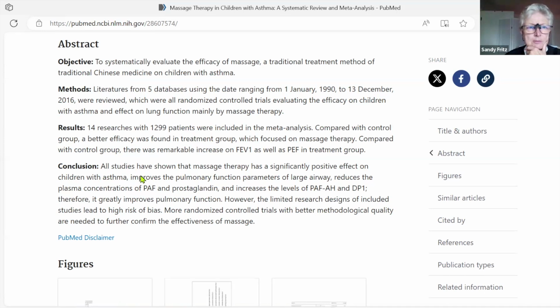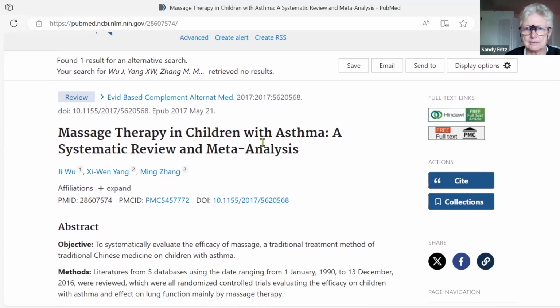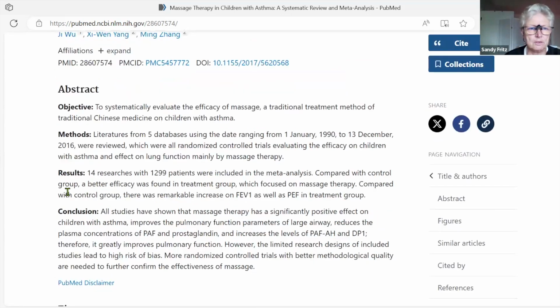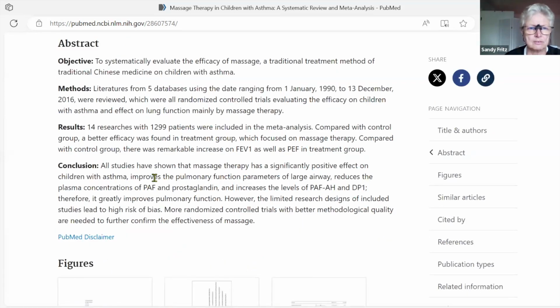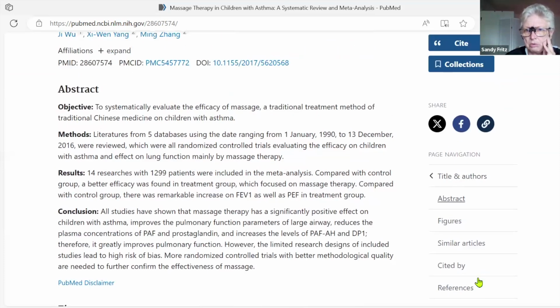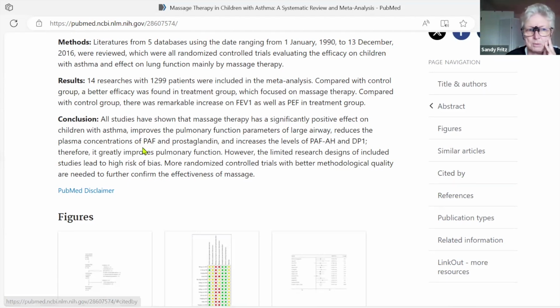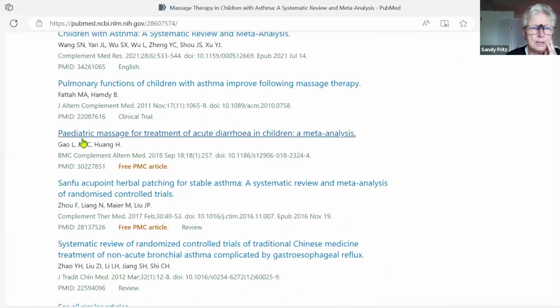So in this particular one, it's massage therapy in children with asthma that was published in 2017, a systematic review and meta-analysis. If you go down to the conclusion here, all studies have shown that massage therapy has a significantly positive effect on children with asthma. Over here, I could also go through and click on some of these things. Cited by would be the same as what we are looking through down here.